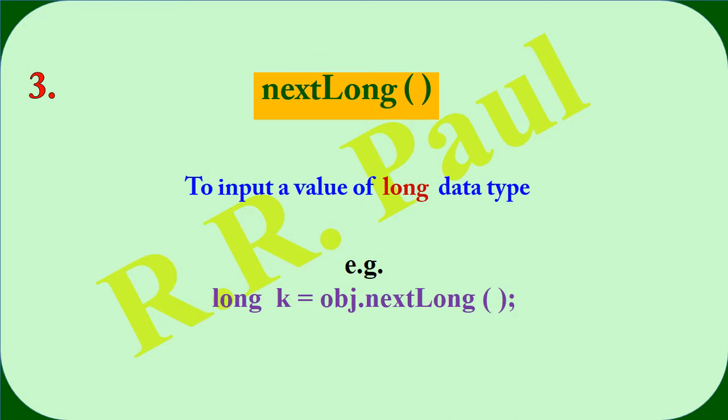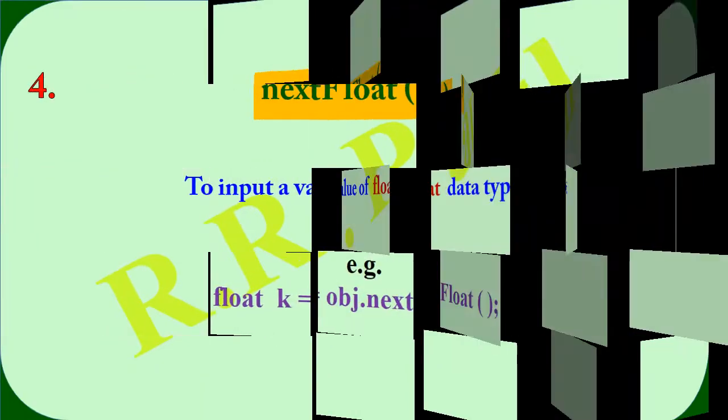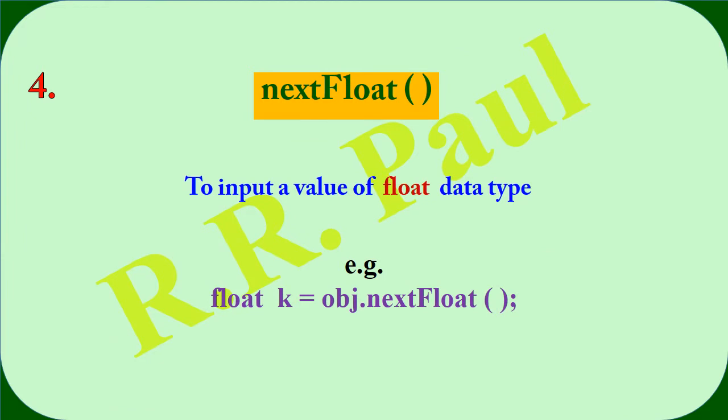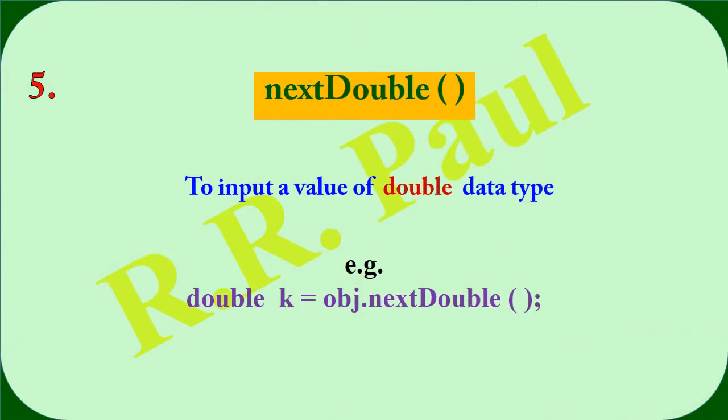Similarly, the nextLong function inputs the value of long data type. nextFloat is used to input the value of float data type. All of these functions are very much similar to each other. Just see, the nextDouble function. It also works in a similar manner. It helps us to input the double type of value.